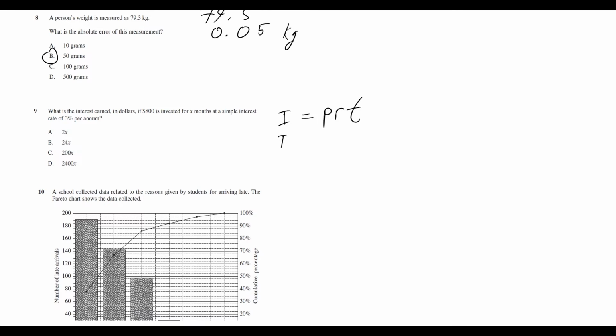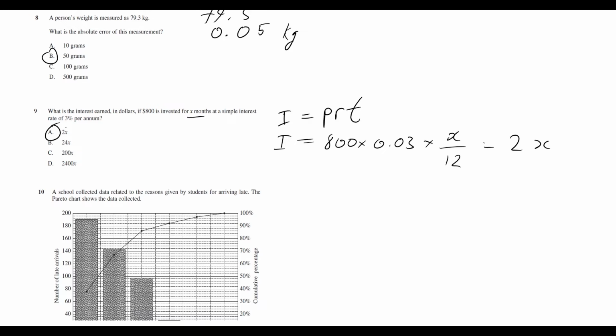So that will give us I equals 800 times 0.03. But here we've said X months. Okay, so the key here now is to say times X divided by 12. And so what happens there is we then compute that. So 800 times 0.03 times, we'll just say, X over 12. And the answer that we get is going to be A, 2x. And there we go. So that's our answer there.